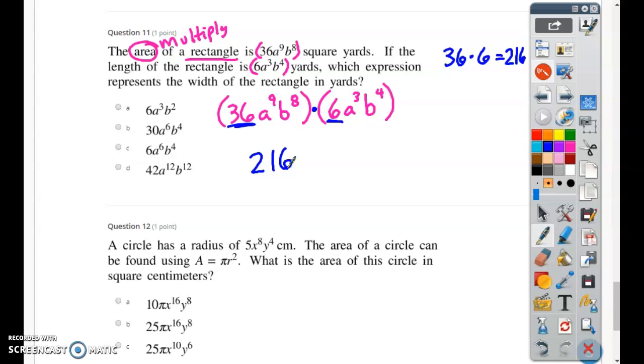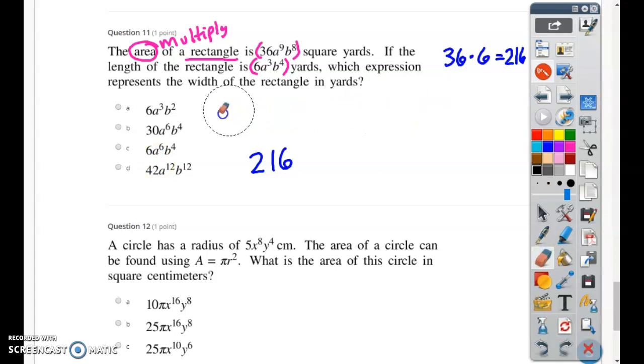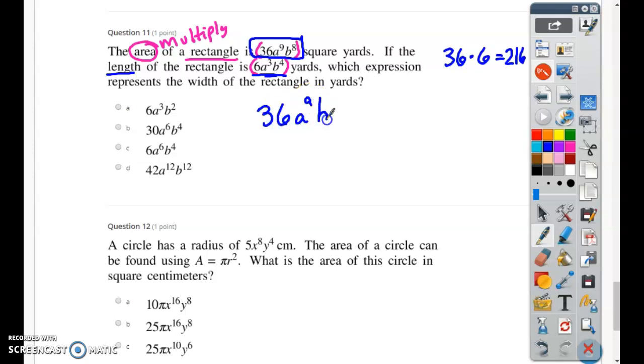Oh, wait a minute. So see, now I know that I messed up because none of the answers have 216. So let's go back. We didn't read correctly. What does it say? This is the area. So that is the area. If the length is this, so now I'm working backwards. Okay? Because now it's division. 36, a to the 9th power, b to the 8th power, divided by 6, a to the 3rd power, b to the 4th power.